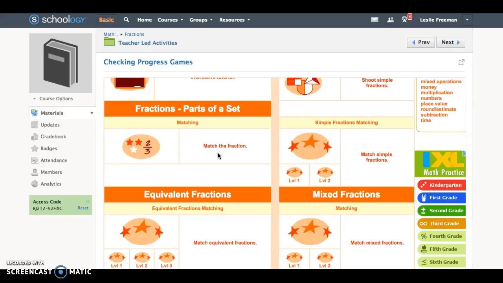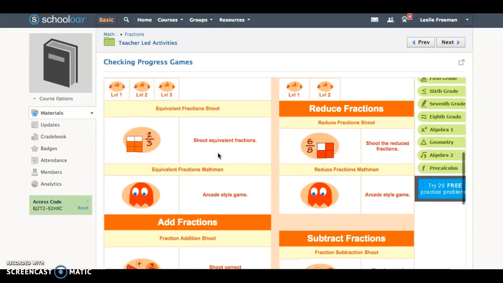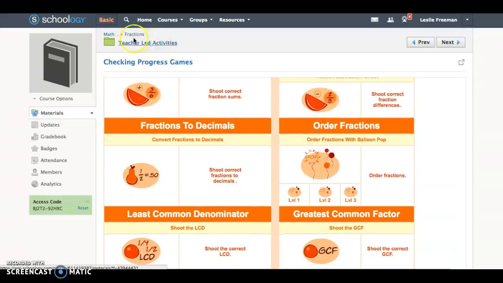They can ask any questions then of me that they aren't sure about. And if there are games or things that they are lacking, I can make sure that they're actually accessing that particular type of game to build those skills. All right, that wrapped up teacher-led activities.